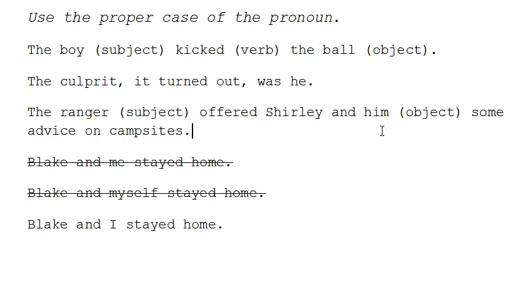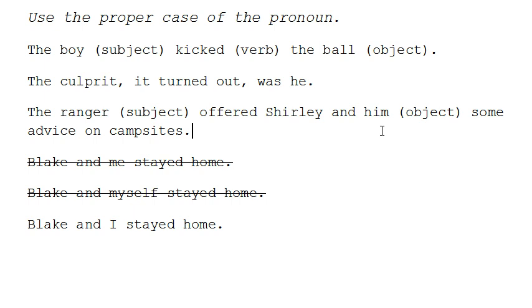That's another easy way to identify what place the pronoun takes. Is it a subject or object of the verb? Well, it's quite clear here that Shirley and him are objects of the verb offered. They're on the receiving end. The ranger is on the giving end of the advice.